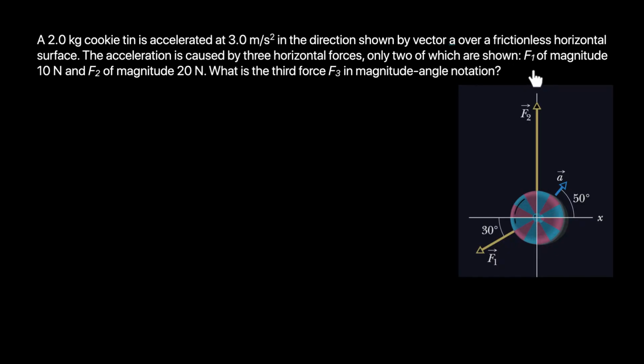Force F1 of magnitude 10 newtons and F2 of magnitude 20 newtons. So 10 newtons, 20 newtons. What is the third force, magnitude and angle notation? So we've got to figure out what is the third angle, where is the third force being put in. I'm going to guess it's somewhere like this. That's my best guess, just how forces seem like to me.